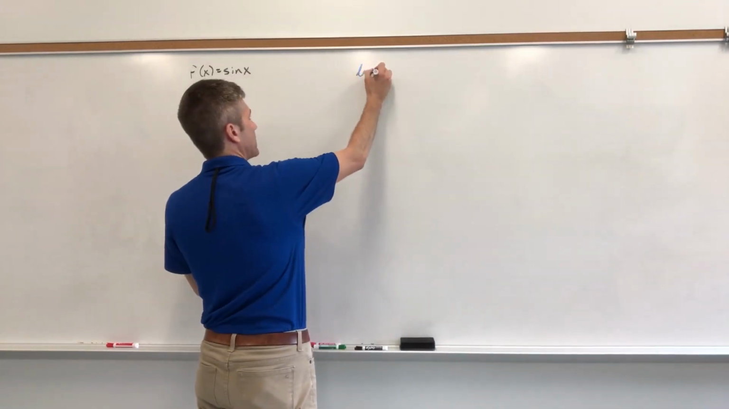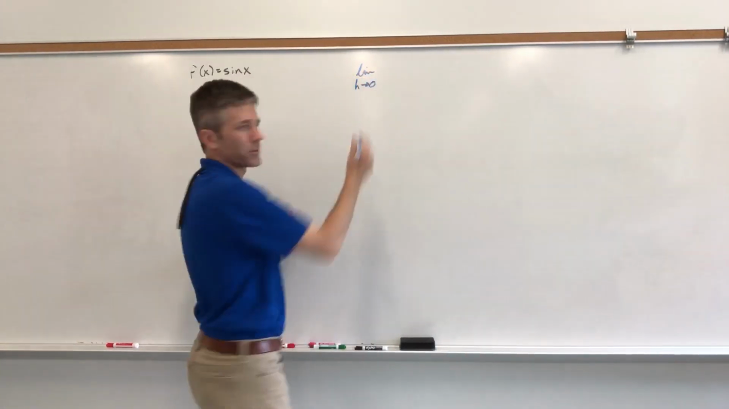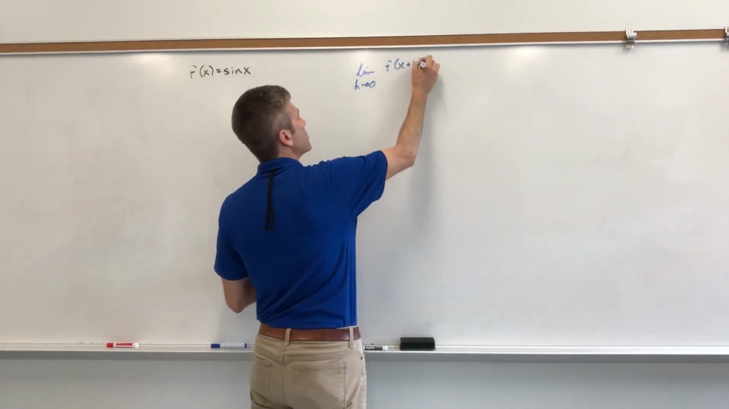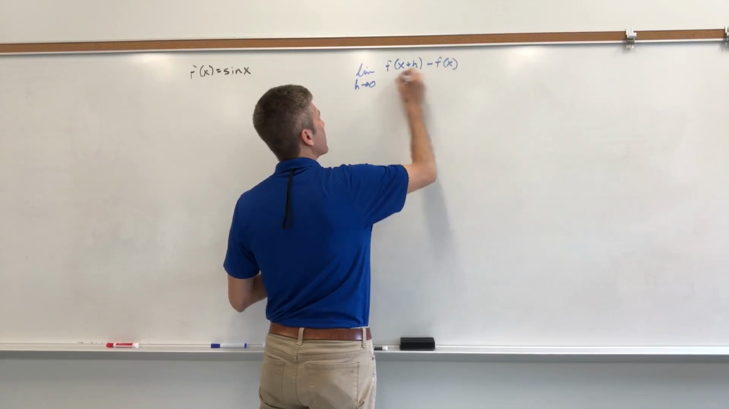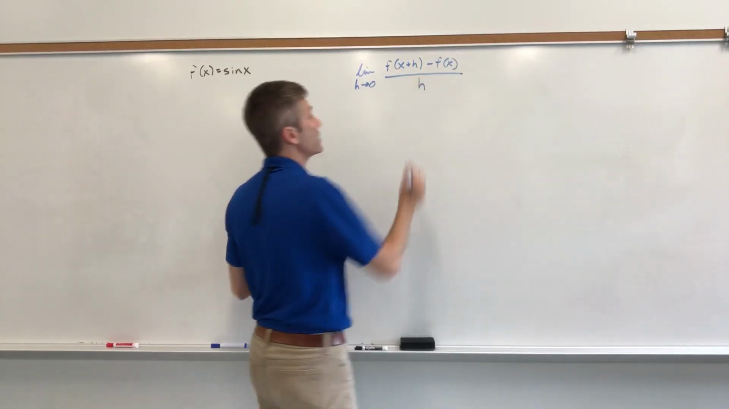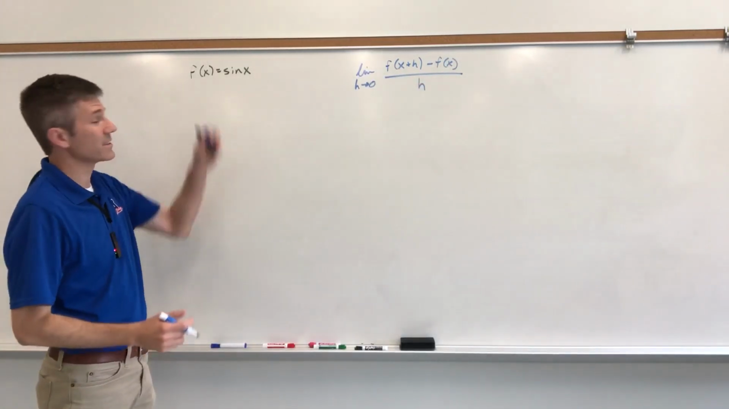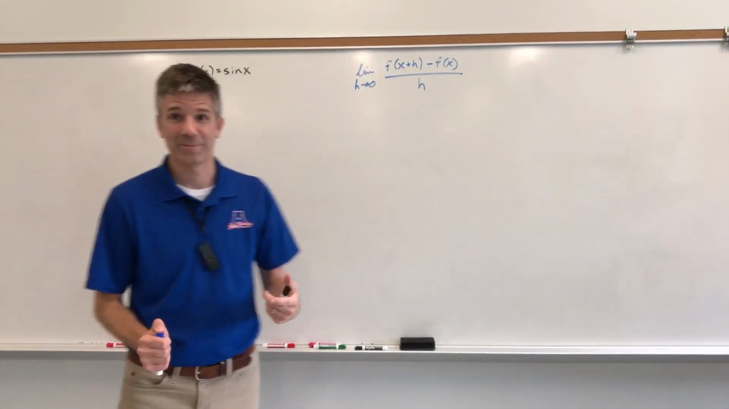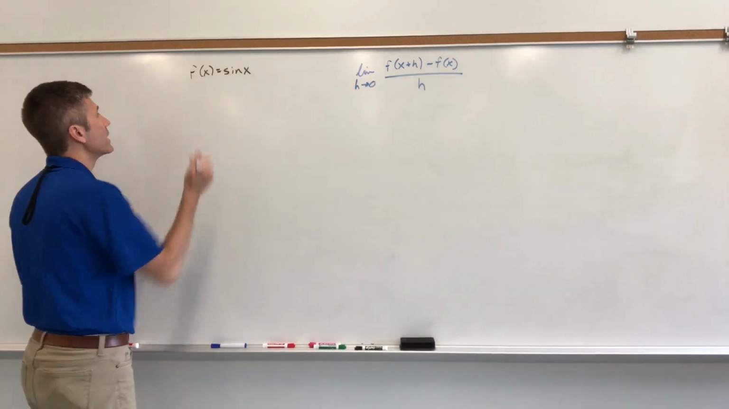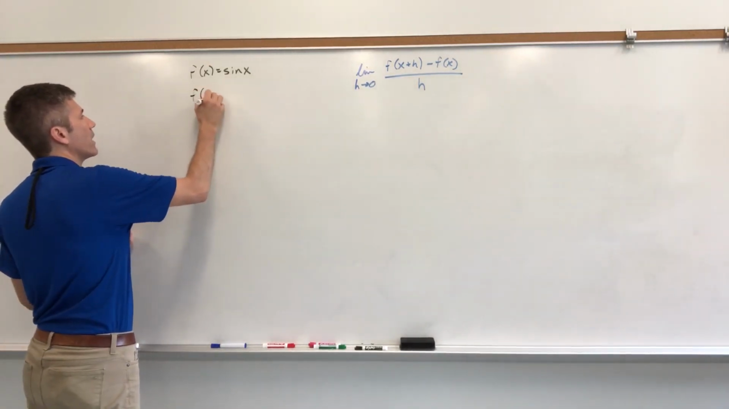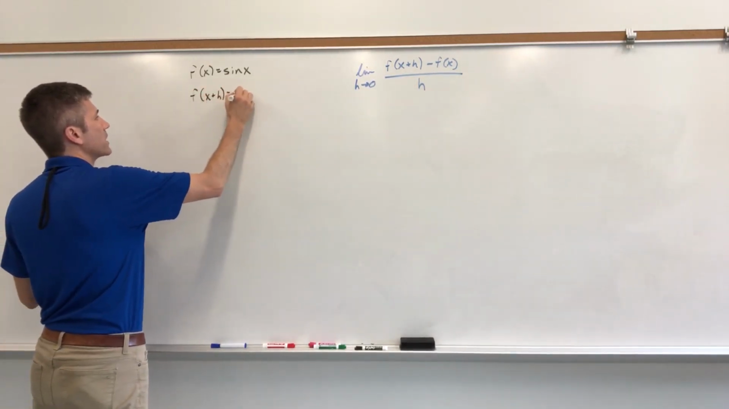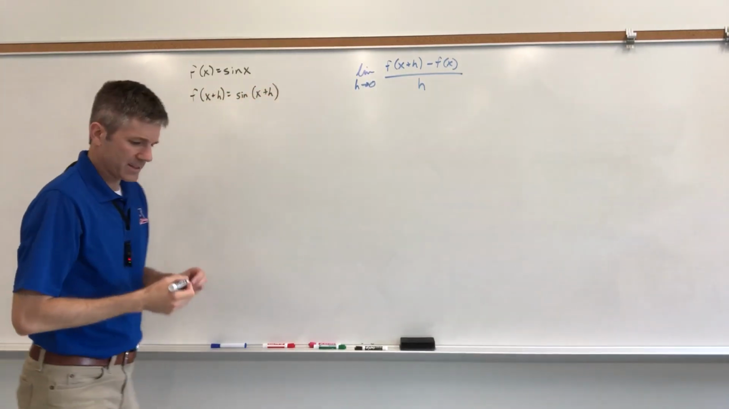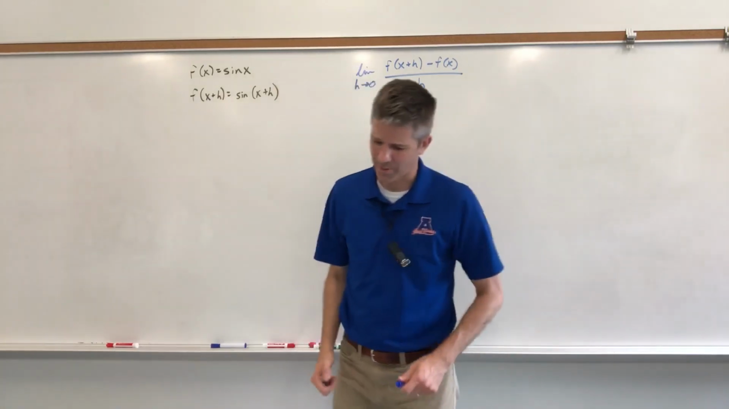So the limit as h approaches 0, this will look very familiar. It's f of x plus h minus f of x over h. That's what we're going to do with this to figure out the derivative of sine. And you'll be surprised when you get to the end of it. So f of x plus h is really sine of x plus h. Okay, sine of x plus h, well, what is that and what can I do with that?